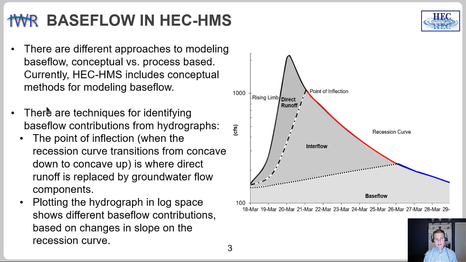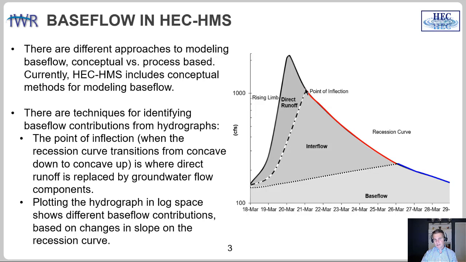And as you can see on this slide, there's different approaches or methods for identifying portions of the base flow contribution to a hydrograph. And so on this figure here, I've identified the point of inflection. And so what the point of inflection refers to is when the recession point of a baseflow hydrograph, when that curve transitions from a concave downward facing curve to a concave upward facing curve. So that point of inflection, it usually indicates when you have a different source or a different major contributor to the runoff hydrograph.